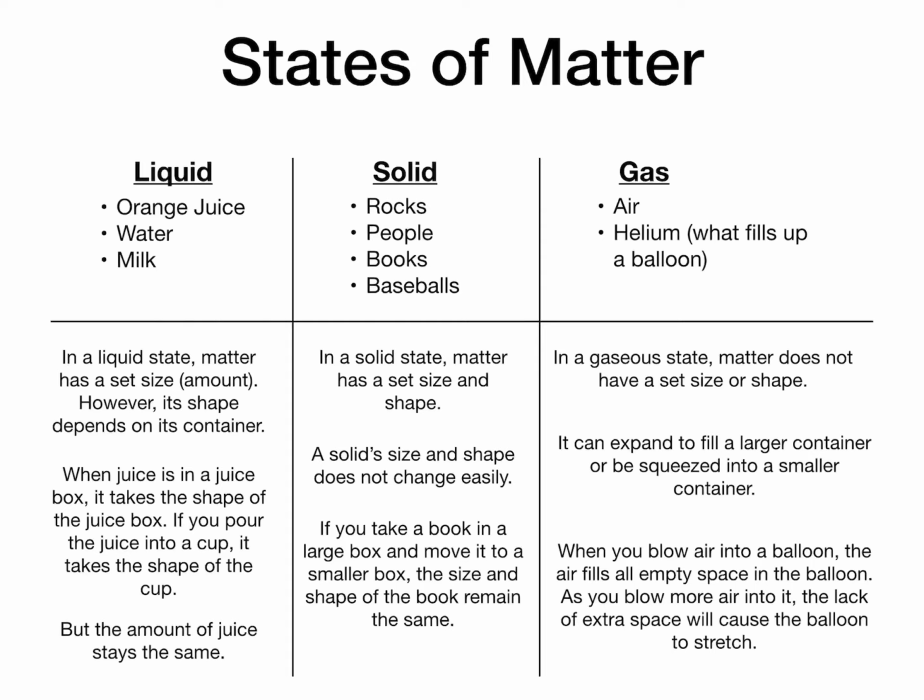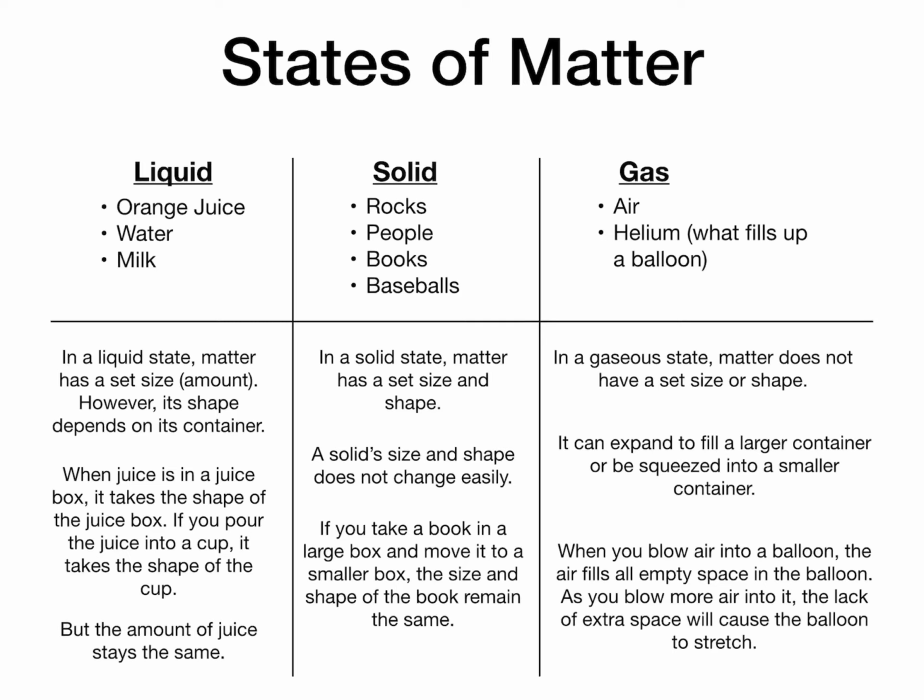I know a lot of stuff that is on the worksheet is on this slide, so make sure to check for some questions that relate to that. When you think about matter in a liquid state, it has a set size or amount, but its shape is dependent on its container. So for example, if you think about juice in a juice box, the juice that's inside of that box is in a box shape.